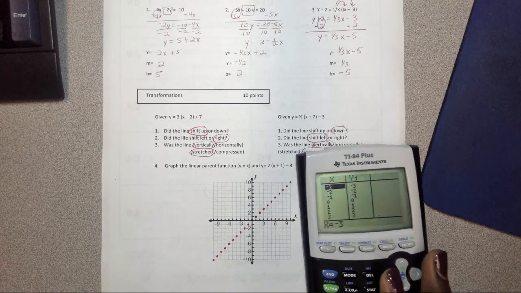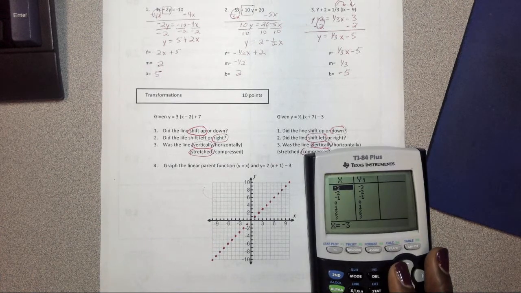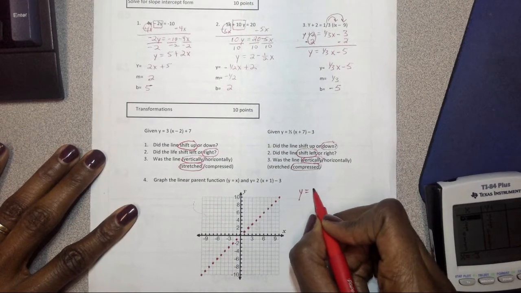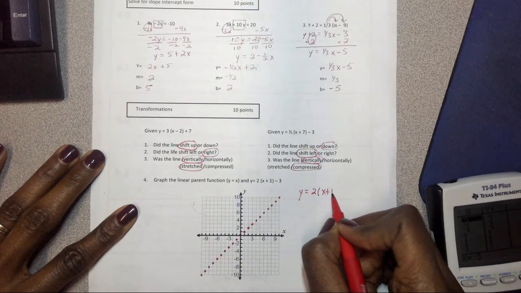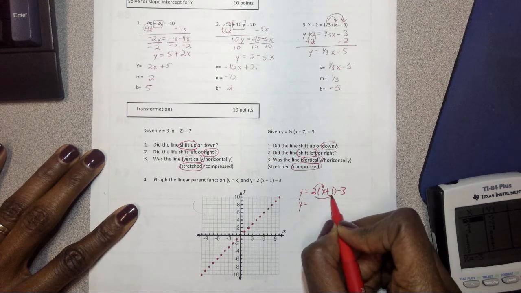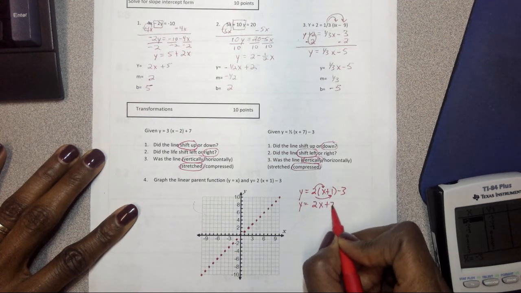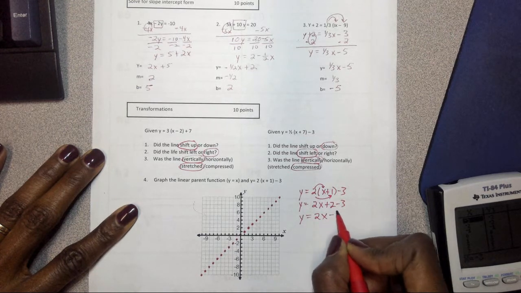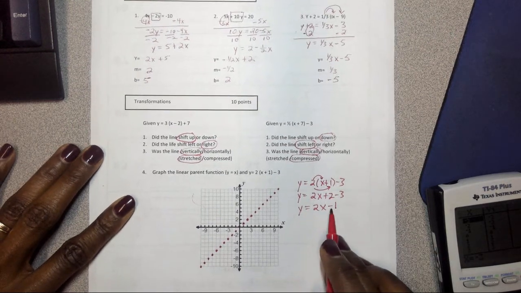Now we're going to graph y equals 2 times (x plus 1) minus 3. I'm going to make this easier by distributing. Remember, distribute, so I have 2x plus 2 minus 3. Now I'm going to combine my terms. I get 2x minus 1. So I'm going to graph this.